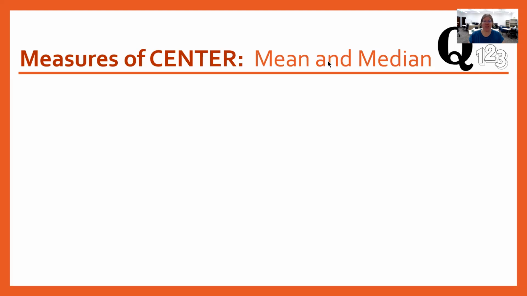All right, so we're going to start chapter 2 by looking at measures of center. And specifically in this class, we're going to look at two measures of center, the mean and the median. So we've already looked at one of these before, and that was in chapter 1. We looked at the median.